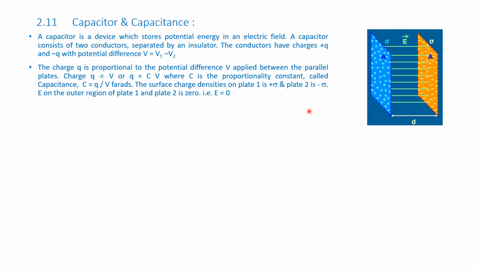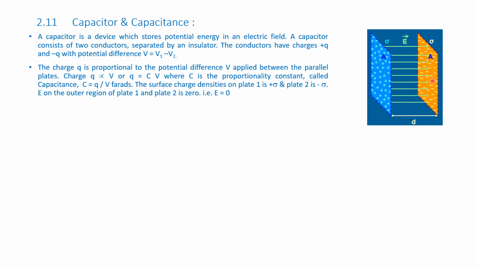The surface charge density on plate 1 is plus sigma. This is plate 1, and its charge density is plus sigma, and the surface charge density on plate 2 is minus sigma. This is shown by the signs. Here there is a positive sign that shows plus sigma, and here it is minus sigma.